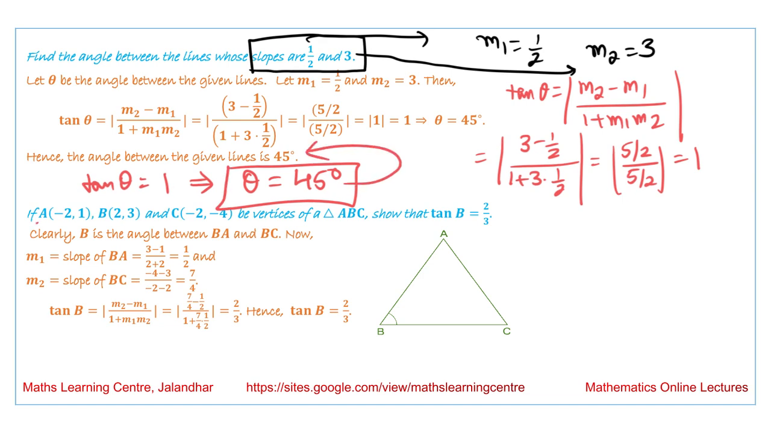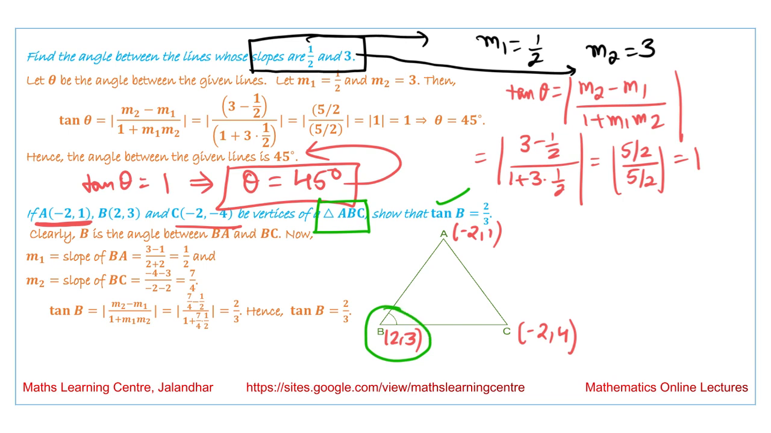So this implies that the acute angle between the two lines is 45 degrees. Next, the point A is given as minus 2 comma 1, B is 2 comma 3, and C is minus 2 comma 4. These are the vertices of a triangle ABC. We have to show that tan B is equal to 2 by 3.